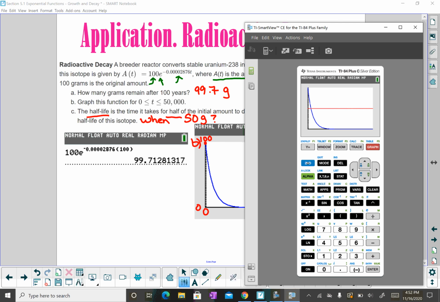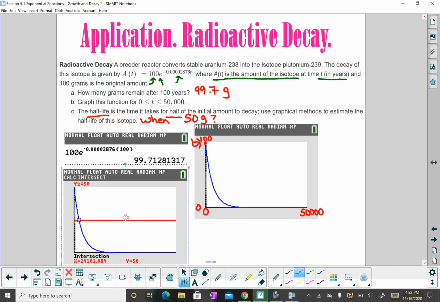So we're going to calculate the intersection. Second, trace. Hopefully you remember doing this. Number 5 is intersect. And there's one intersection here, so we just need to hit enter 3 times. Enter, enter, enter. And you can see our intersection between my original function and when y equals 50 is about 24,101. So part C, how long is this going to take? It's going to take approximately 24,101 years to be half of the original amount. So you can imagine if I kept scrolling there, how long that would have taken. So good thing we didn't do that.